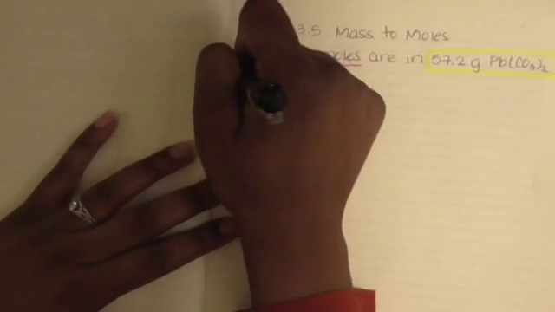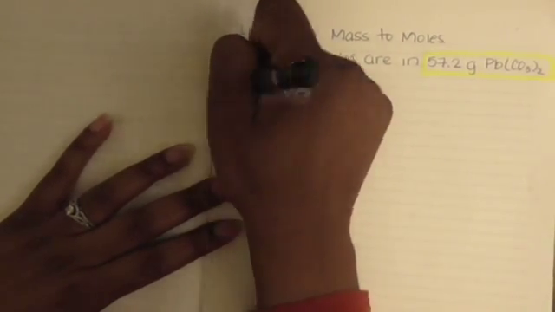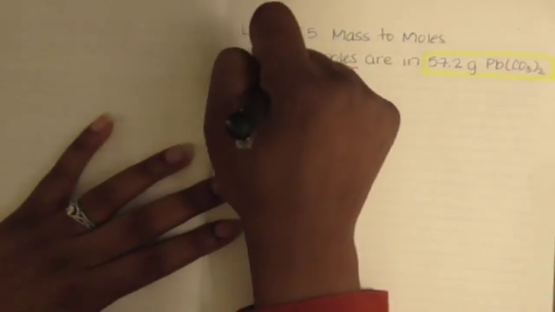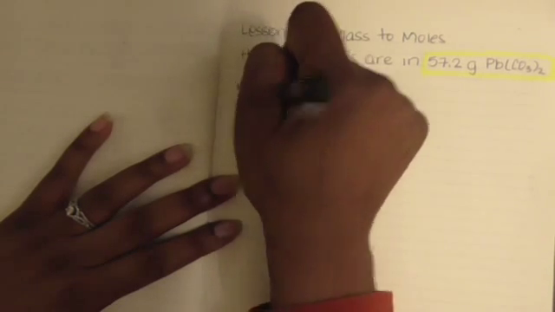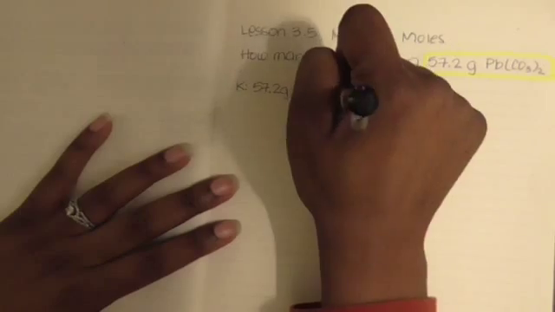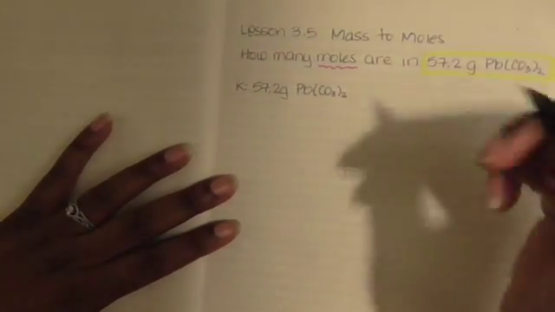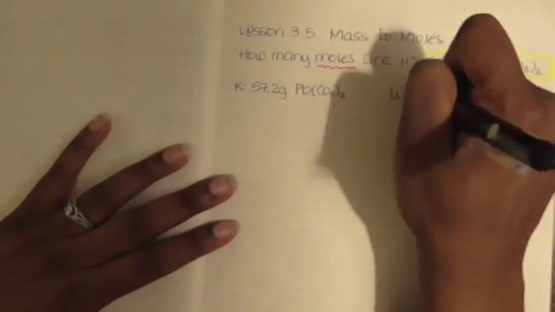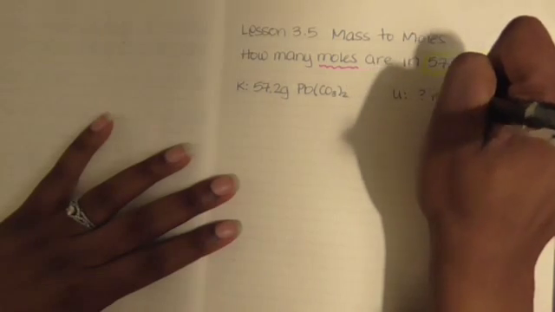So our setup, we're going to start with our known, 57.2 grams of lead carbonate, lead 4 carbonate. Our unknown is the number of moles.